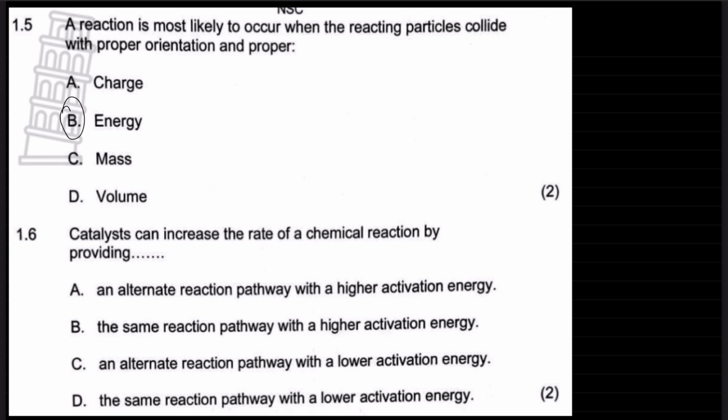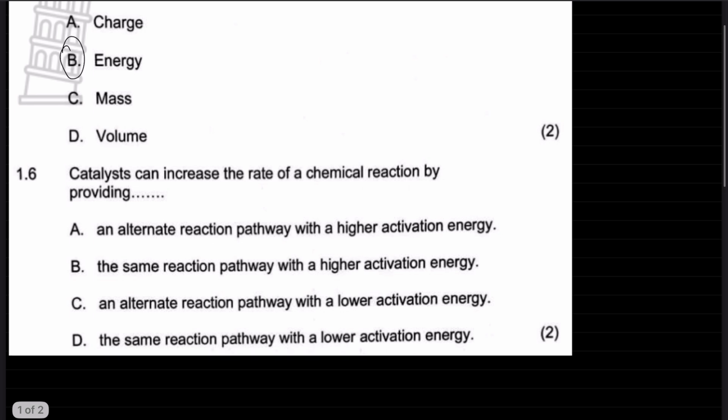Question 1.6. Catalysts can increase the rate of a chemical reaction by providing an alternate pathway with higher activation energy, the same pathway with higher activation energy, an alternate pathway with lower activation energy, or the same pathway with a lower activation energy. We can answer this by just thinking about the potential energy graph.